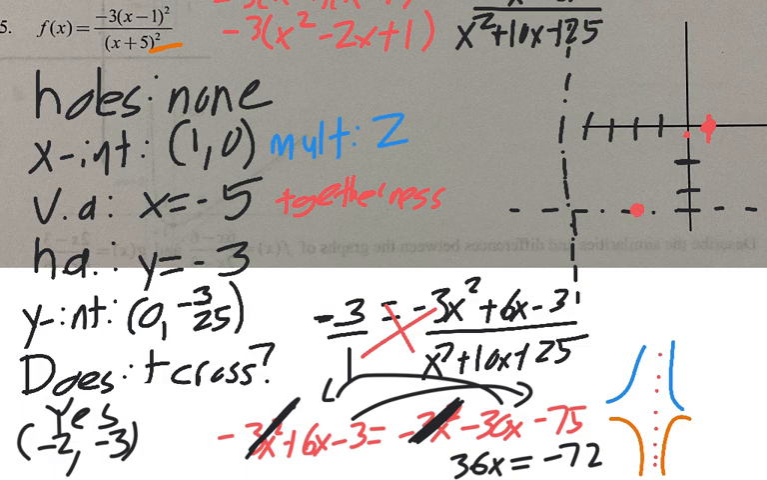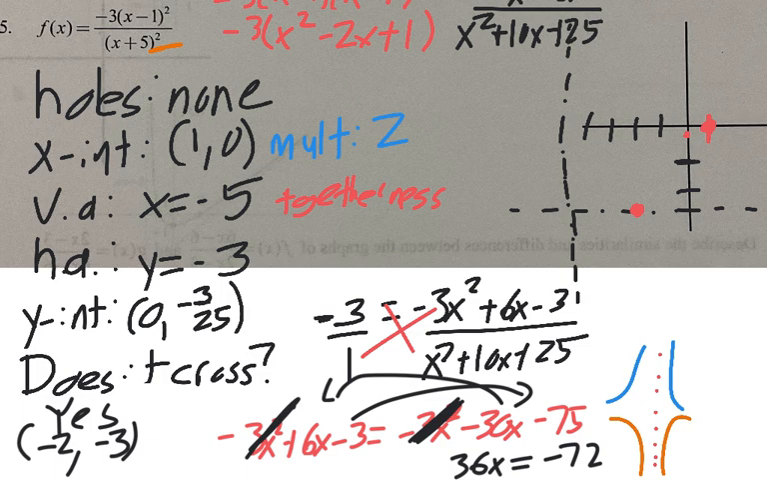And what else am I forgetting? Horizontal asymptote, I've already done that. X-intercept, vertical asymptote, horizontal asymptote, y-intercept, that's everything. Okay, so we also know at this x-intercept it bounces, right?